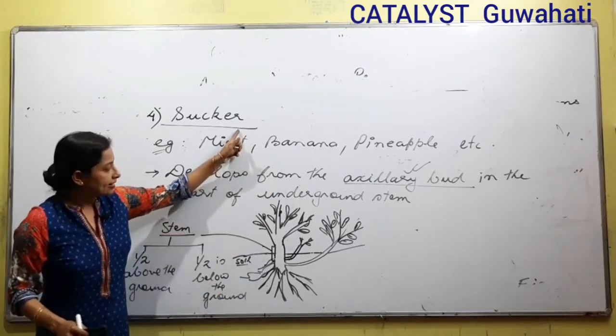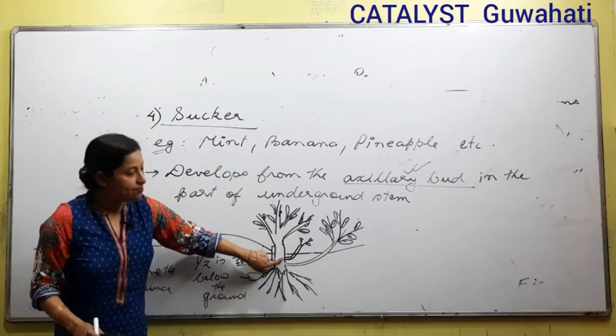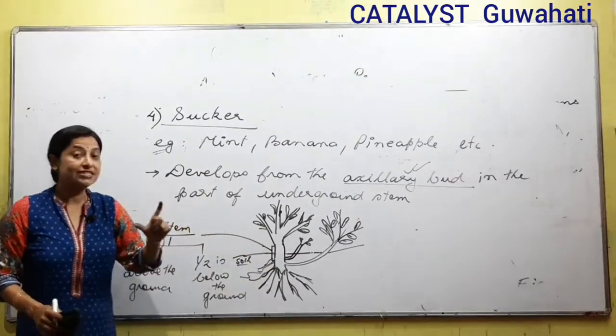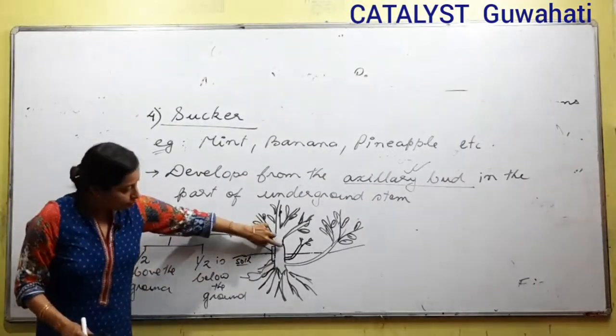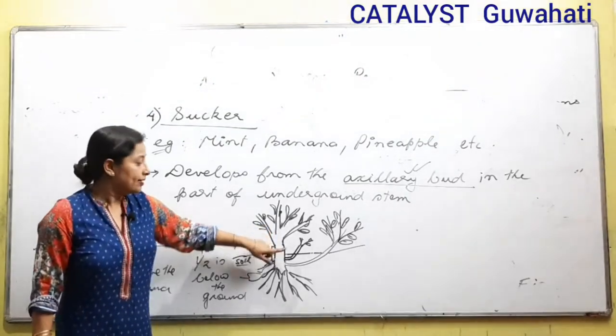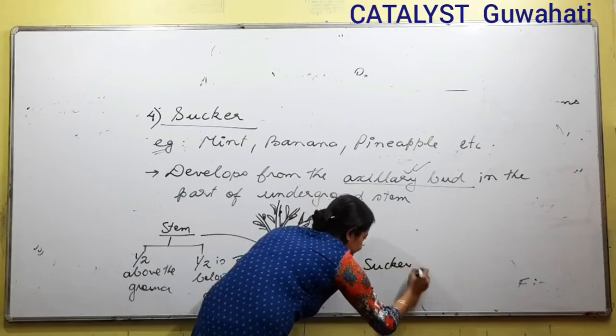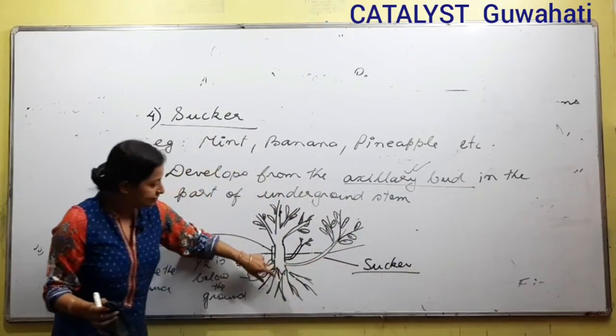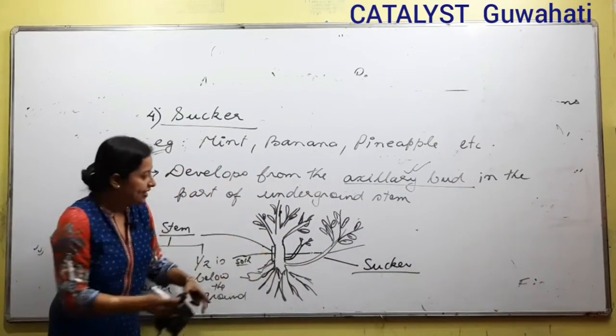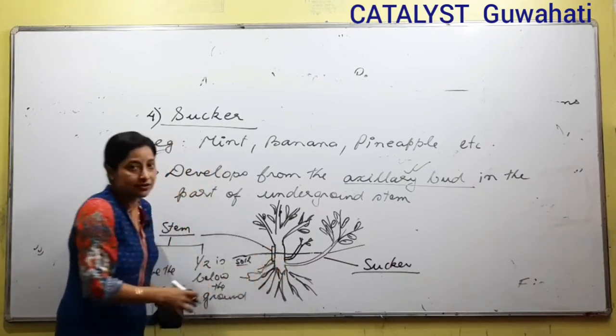Now, if it is a sucker, it will develop from an axillary bud that develops from that part of the stem that is below the ground. If you see the diagram properly, these are nothing but suckers. And from where does the sucker develop? It develops from this portion that is below the ground.